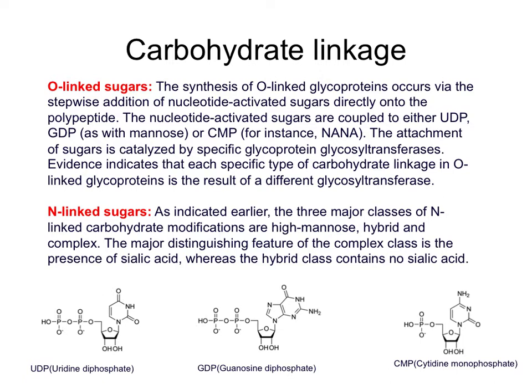N-linked sugar. The three major classes of N-linked carbohydrate modifications are high mannose, hybrid, and complex. We'll talk about their structures in the next slide. The major distinguishing feature of the complex class is the presence of sialic acid, whereas hybrid contains none. The site of carbohydrate attachment to N-linked glycoproteins is found within a consensus sequence of amino acids: asparagine, X, and then serine, threonine, or cysteine, where X is any amino acid except proline.